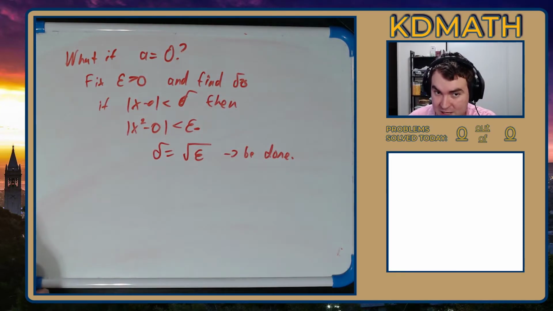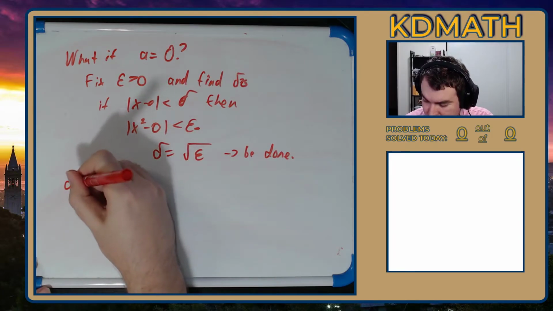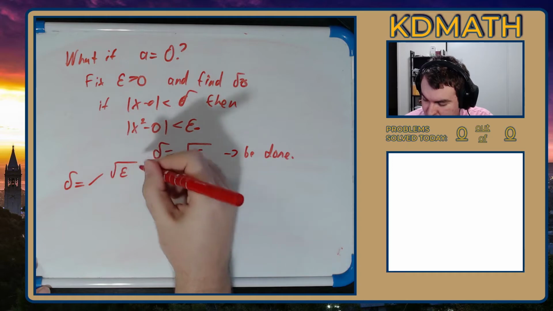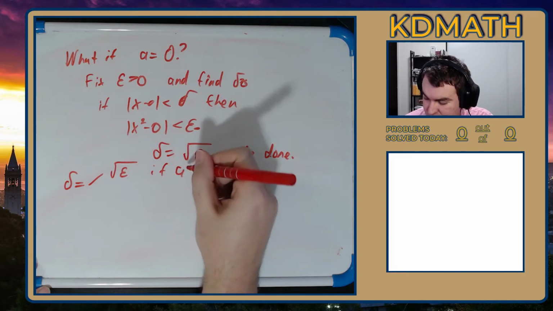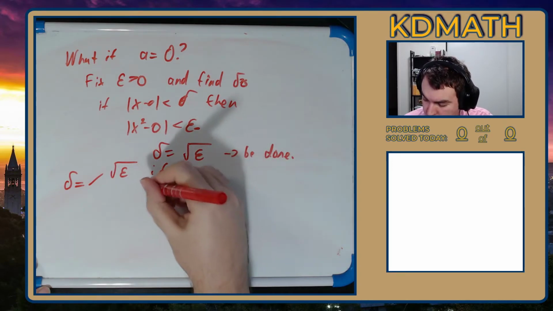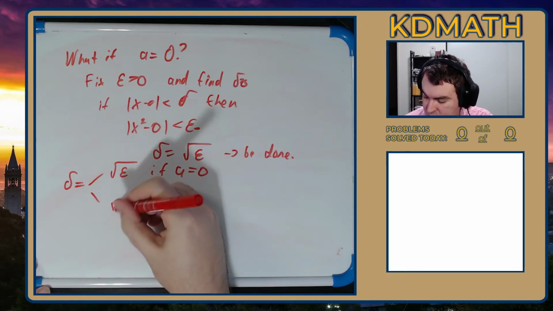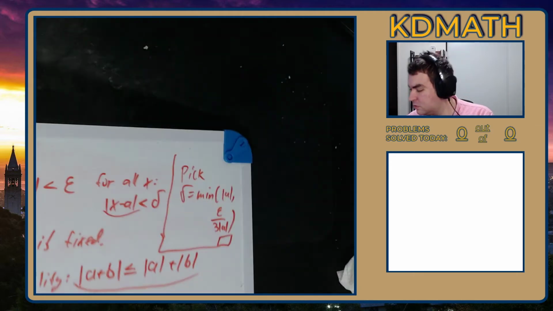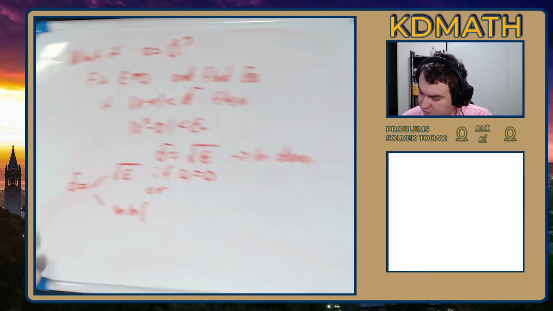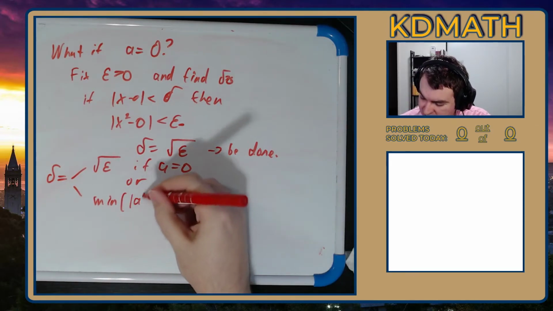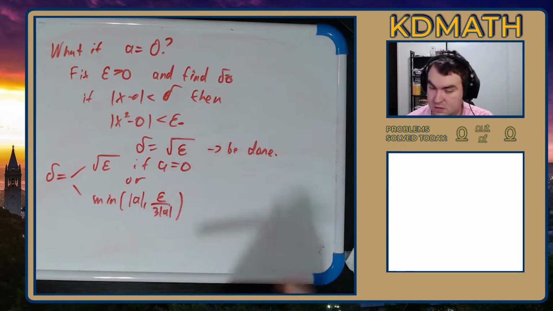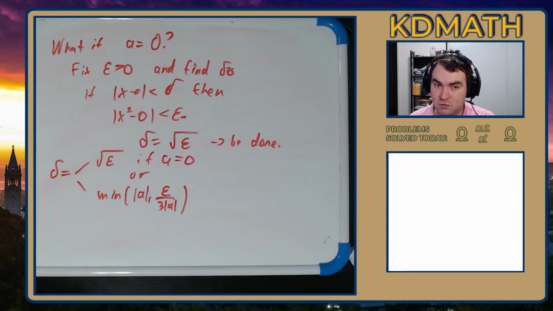So, what is our answer for delta? Delta equals the square root of epsilon if a equals 0, or otherwise the minimum of, let's just cheat and look back because I don't remember, the absolute value of a and epsilon over 3 times the absolute value of a. And that's your answer for how you find delta, and that concludes your proof.